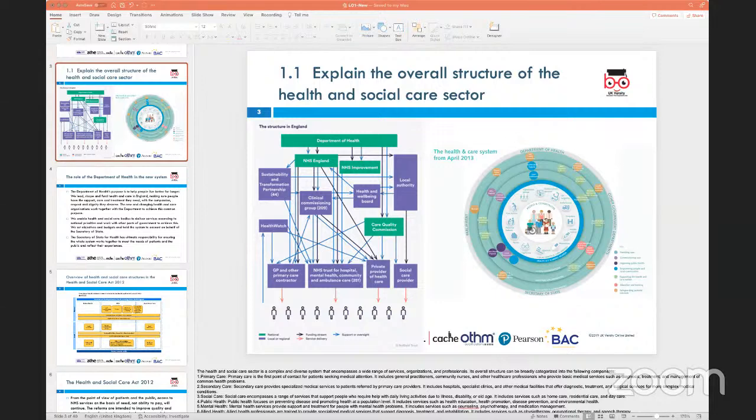Now, this could be done through public providers, public-private partnerships, third sector organizations, or private organizations working in this sector. But their role is to ensure that funding is available and there are adequate resources in terms of administrative, financial, manpower, and various organizations available to be able to deliver these services to members of the public.